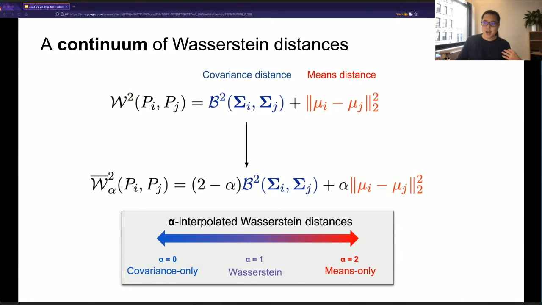That is, when alpha is 0, we're only looking at the Bures distance, like just differences in covariances. And when alpha is 2, as before, we sort of get our deterministic shape metric back. And then when it's 1, we get our familiar Wasserstein distance.